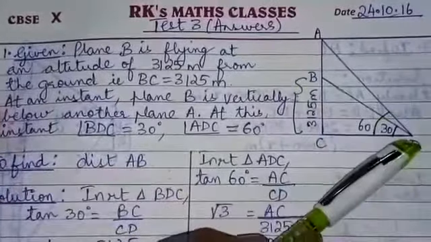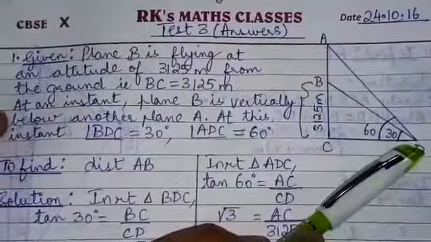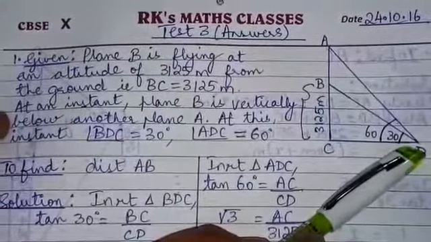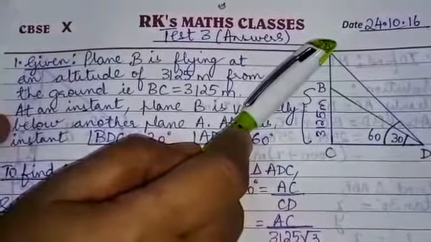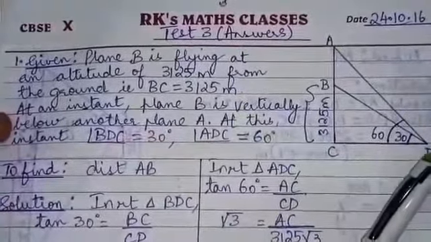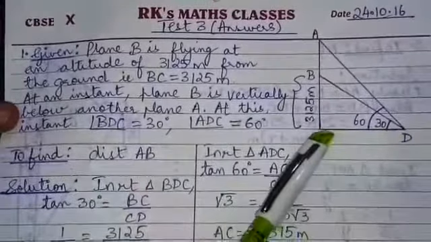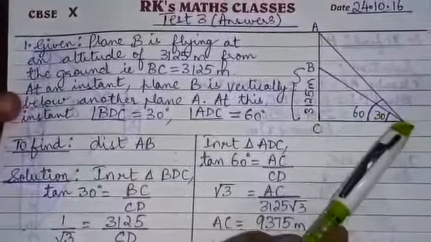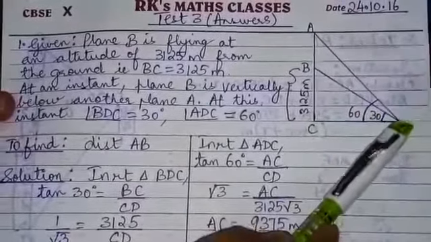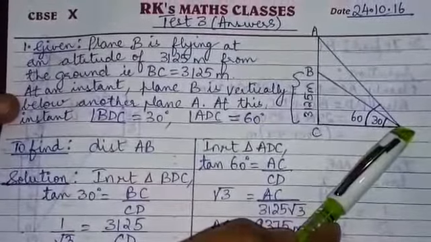From a point D on the ground, the angles of elevation of the planes B and A are measured. So the line through D will be the horizontal. This is the position of the observer. From the same position, the two angles of elevation are measured.